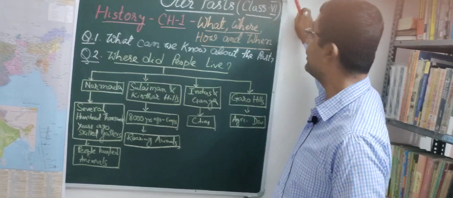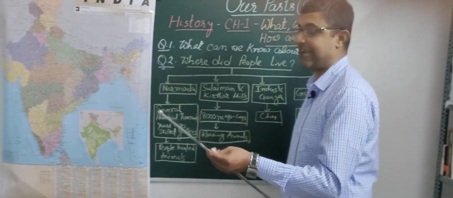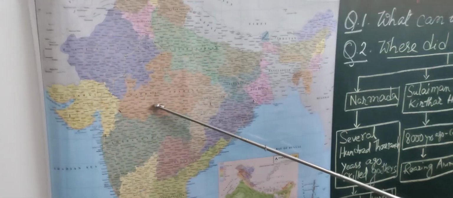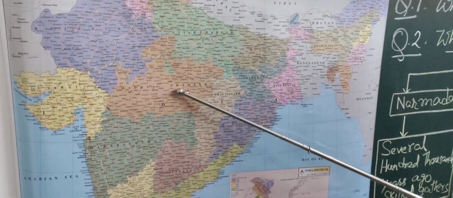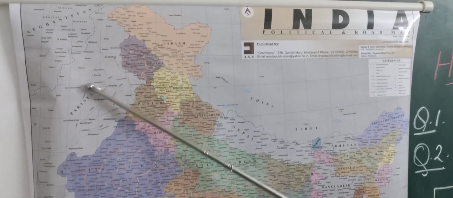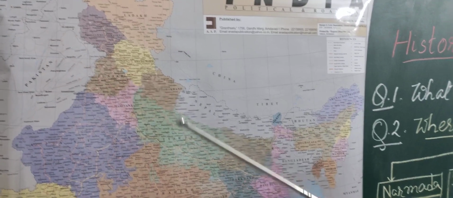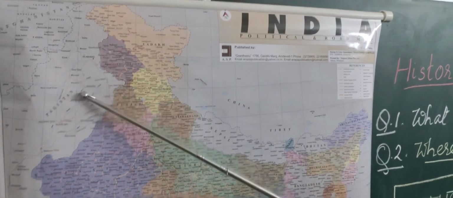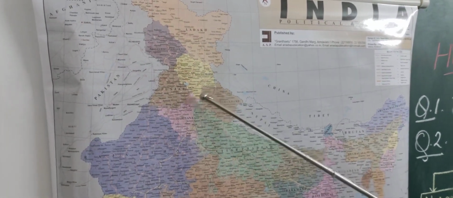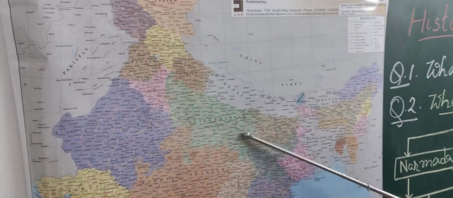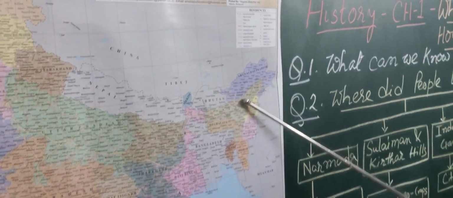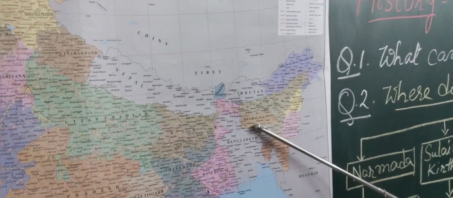Now if we come to these areas on the Indian political map, the Narmada Valley is here. This area is the Narmada Valley. Suleiman and Kirthar hills is this area. Presently it comes under Pakistan. Third is the Indus area, the bank of the Indus. It is also under Pakistan. And the Ganga's bank is spread through this and up to West Bengal. Fourth is Garo Hills. Garo Hills is situated here.